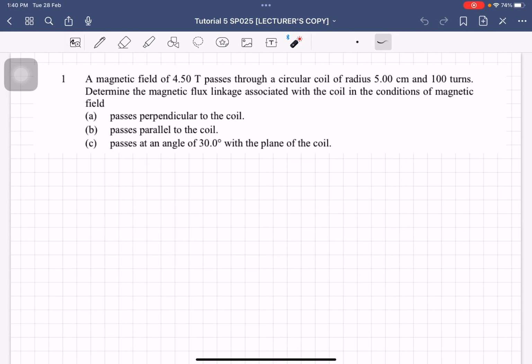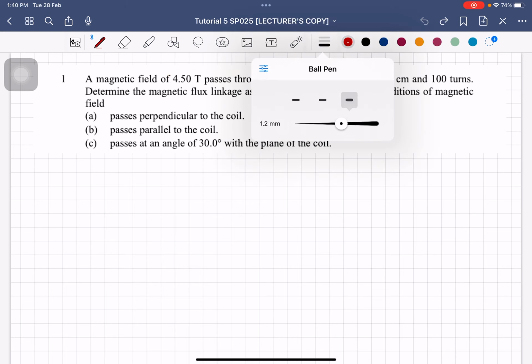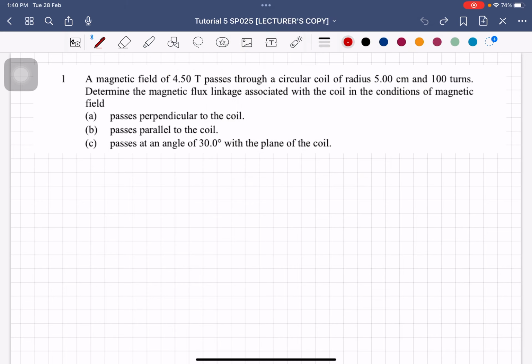Hello everybody, so today I will be doing tutorial chapter 5. So we have question number 1, a magnetic field of 4.5 Tesla. Remember I've mentioned that if you don't know what is magnetic field, just look at the unit. So this is Tesla, meaning it can only be B, which is the magnetic field.